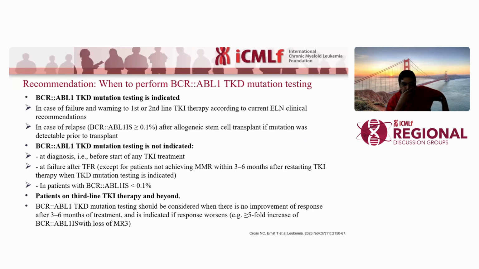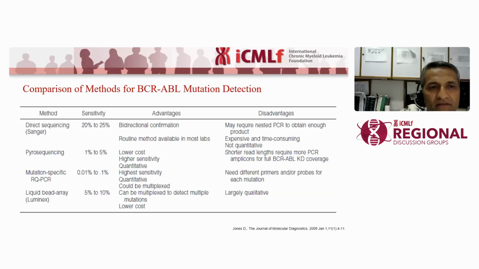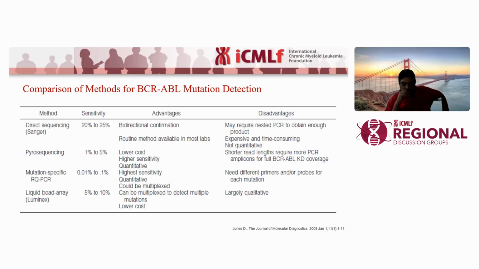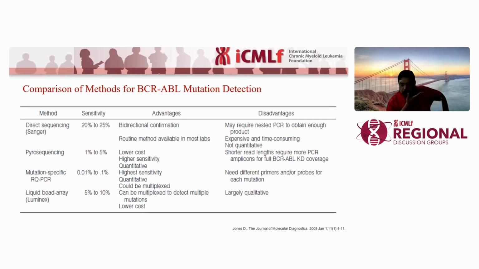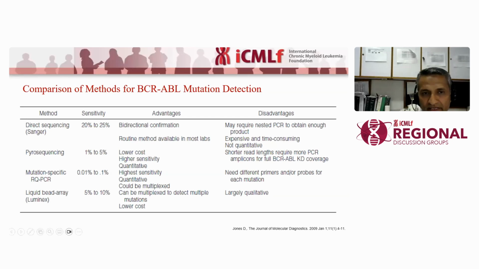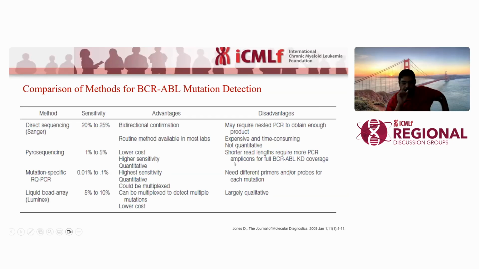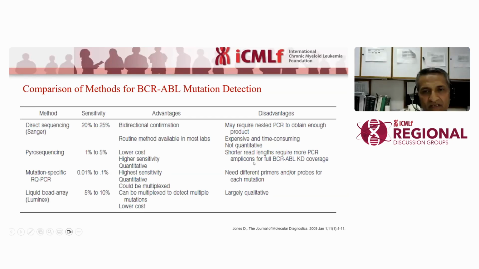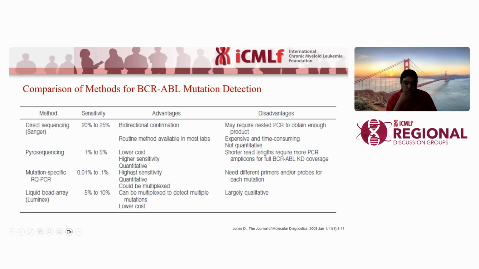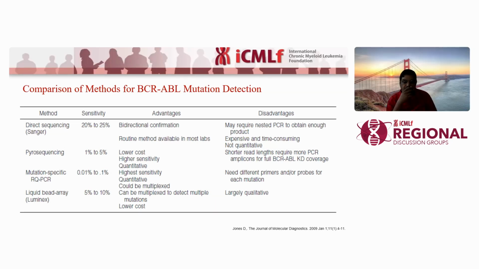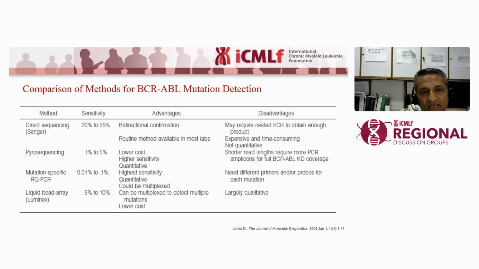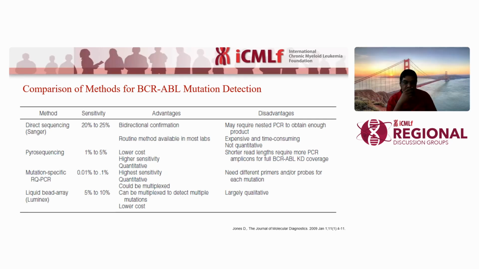So there is a comparison. We already discussed NGS and Sanger sequencing, but there are also other methods which have higher sensitivity, like pyrosequencing, which has lower cost and can be quantified, but has short read length and needs more PCR amplicons. Mutation-specific multiplex PCR can quantify with higher sensitivity, but again you need primers for a specific mutation, and you cannot sequence end to end. The liquid biopsy array can be used as a multiplex mutation assay.